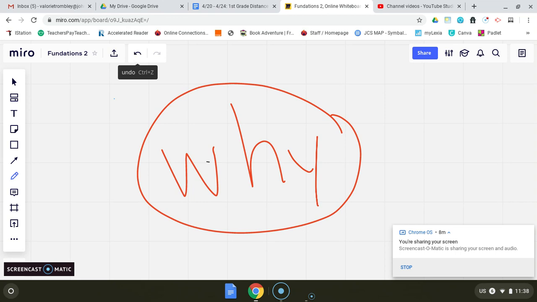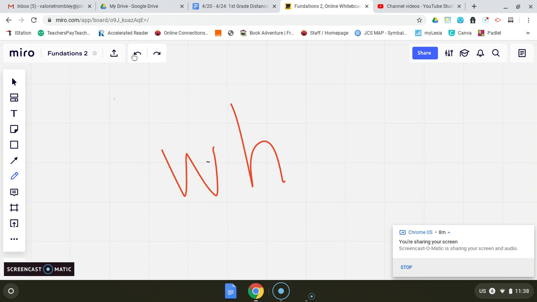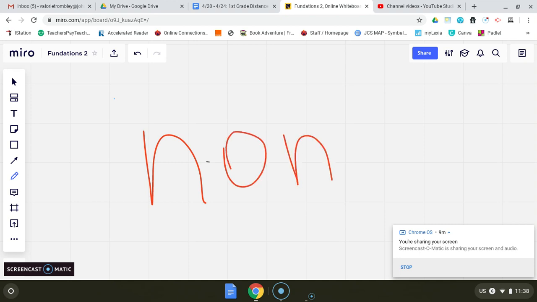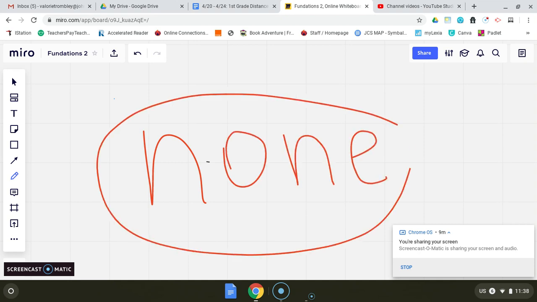Our third trick word is none. None. Do the best you can. Remember, it's a trick word, so it does not follow the rules. And here is our trick word, none. And we circle it.